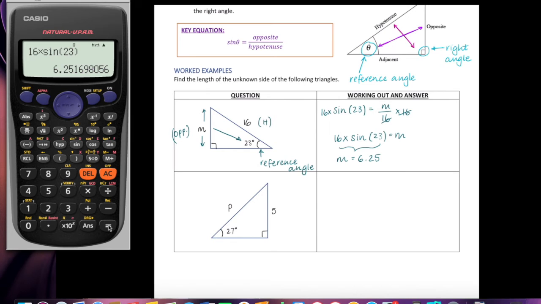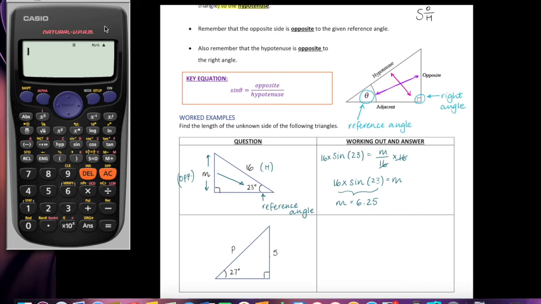We know we are because we've used the calculator and we've inputted our information correctly. But if you were to get m to be any number bigger than 16, chances are you've made a mistake somewhere, because remember, the hypotenuse is always the longest side of this right angle triangle.